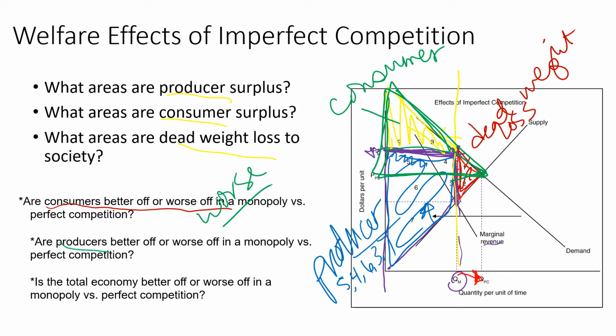Are producers better off or worse off? Well, we need to compare the area that they are receiving in imperfect competition to the area that they did receive in perfect competition. So in perfect competition, they were this lower green triangle here that I'm shading in right now. Maybe I shouldn't use green or red. I've used every color. We'll do purple.